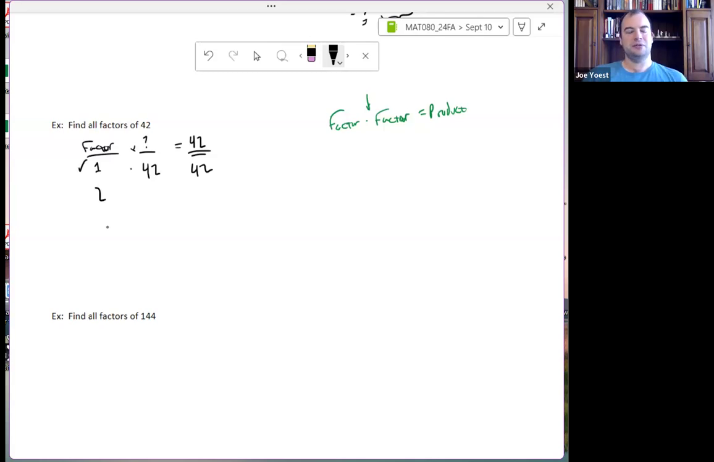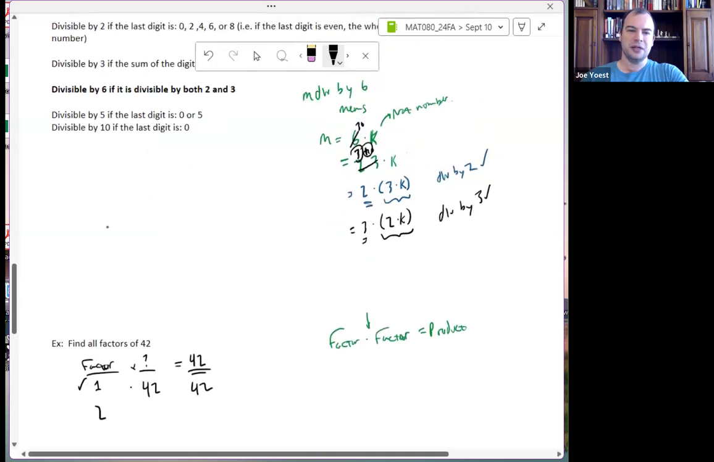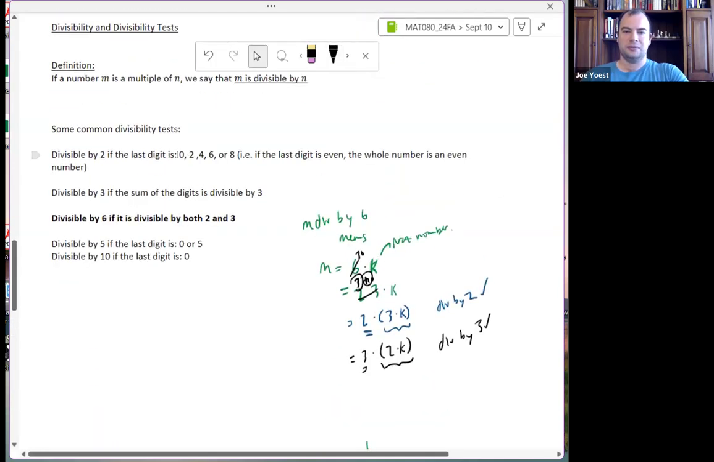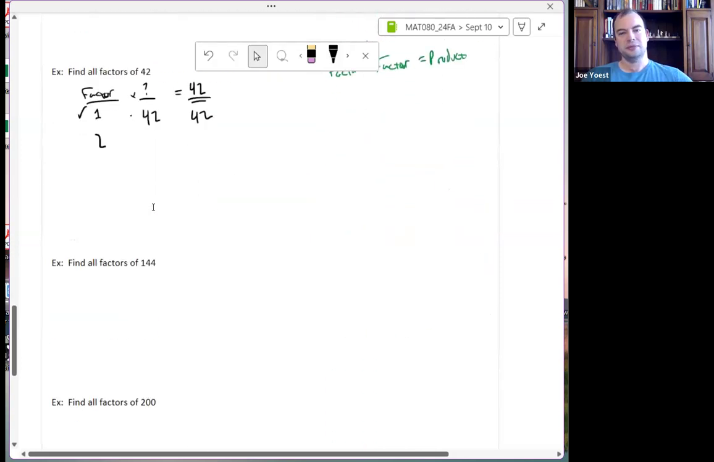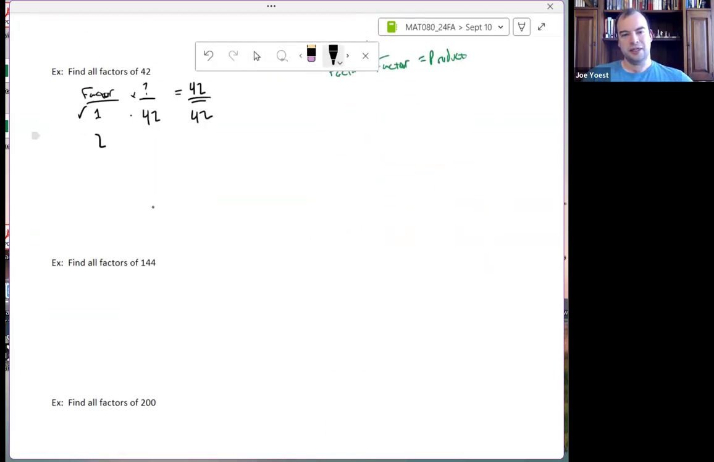Is 2 a factor of 42? Is 42 a multiple of 2? Or is 42 divisible by 2? We could say it that way. I know that 42 ends in a 2. By my divisibility rule for 2, yes. So I could either just check it off by the divisibility rule, or I could recognize that it's 2 times 21, which gives me 42.